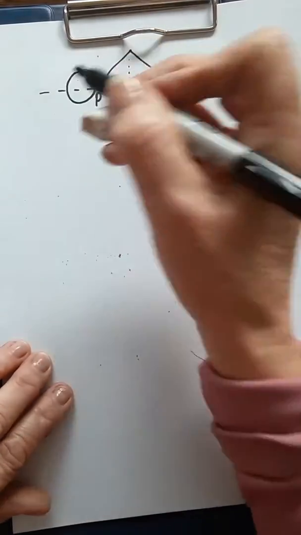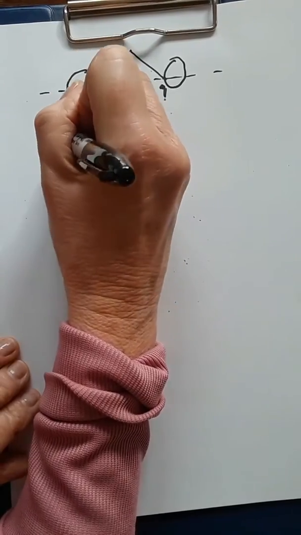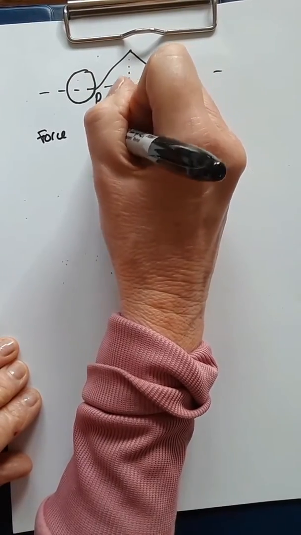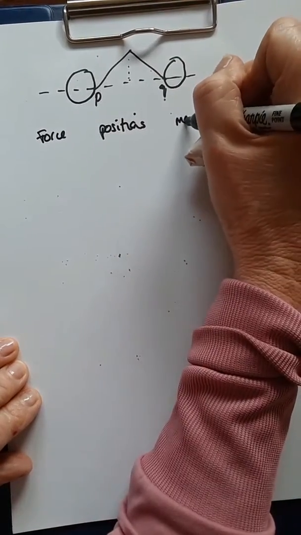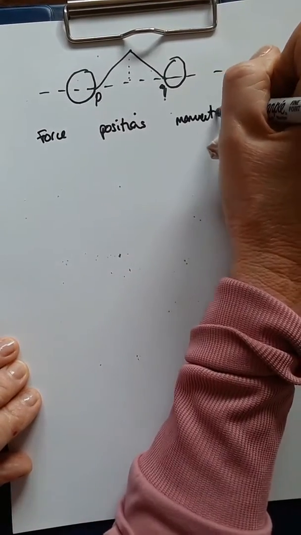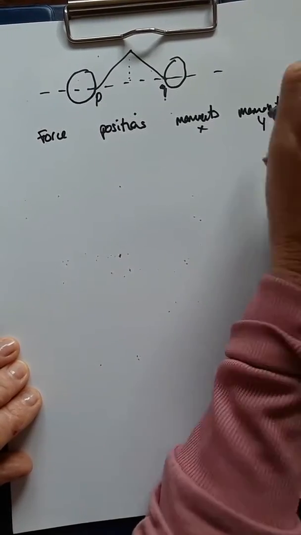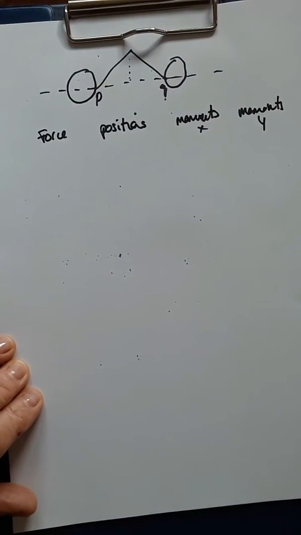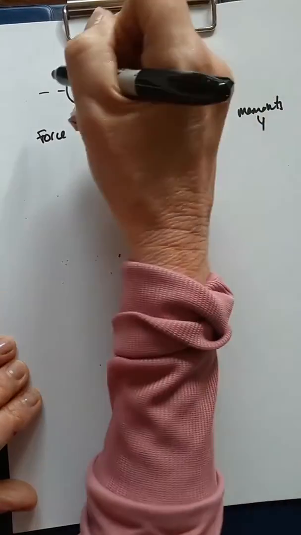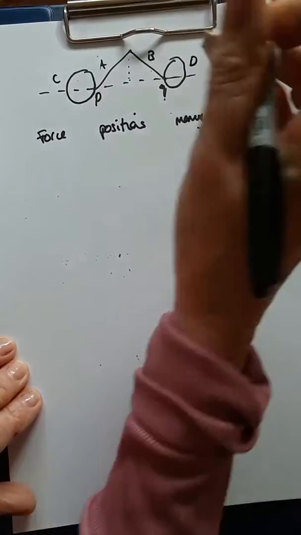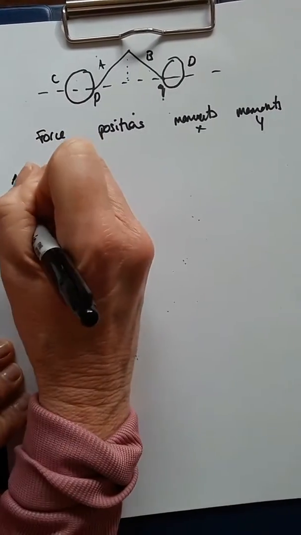Right, so we're going to use the law of moments again. So we're going to set up my table. I'm going to use force, the positions of the centre of gravity of each part. I'm going to get the moments about the x-axis, and I'm going to get the moments about the y-axis. Okay, I'm going to label each part here. So I've got rod A again and rod B. I've got disc C and disc D. So A, B, C, D.